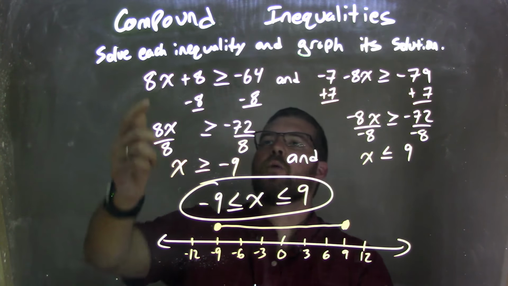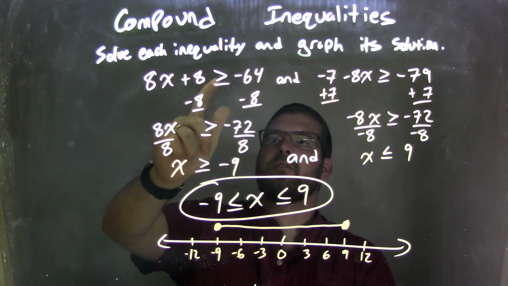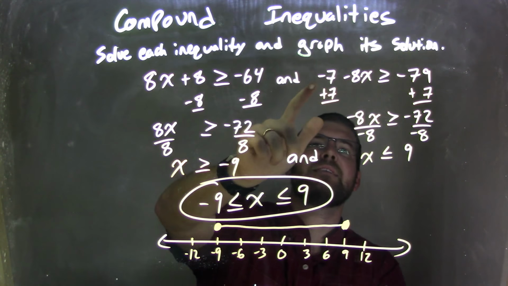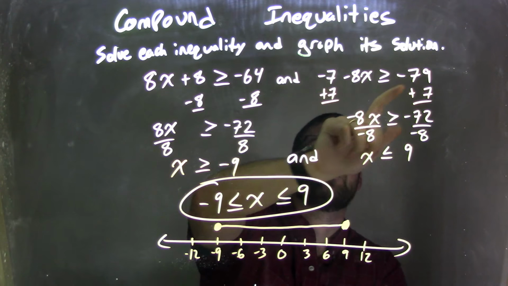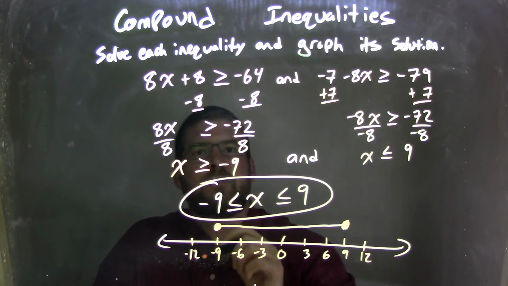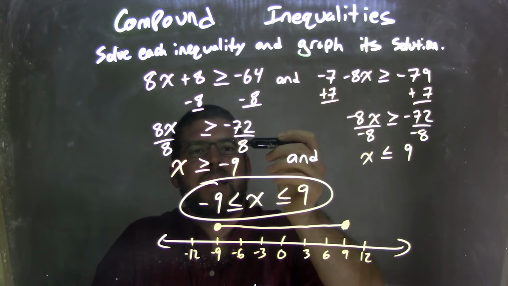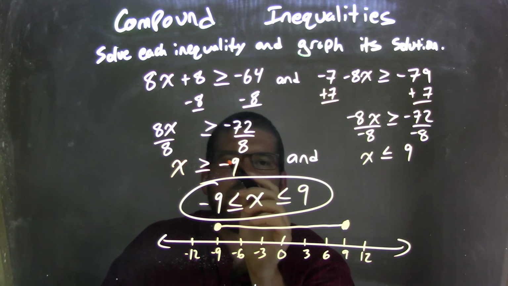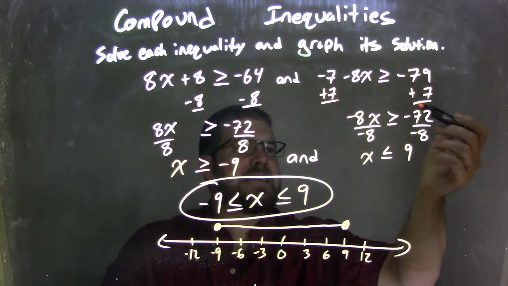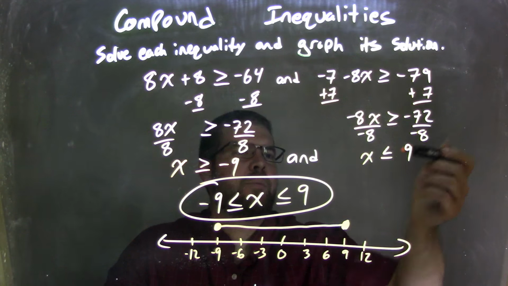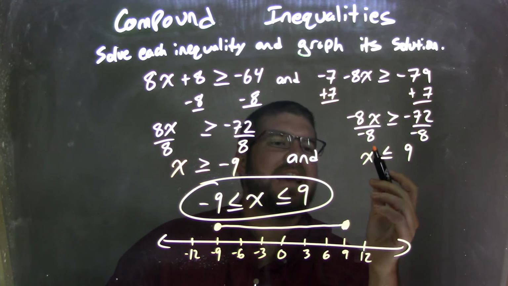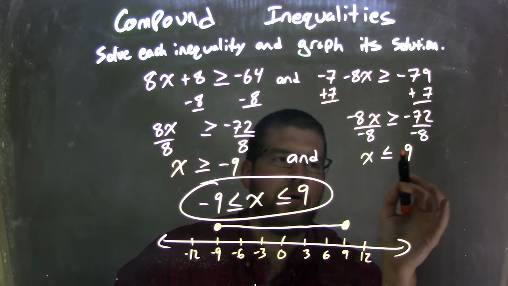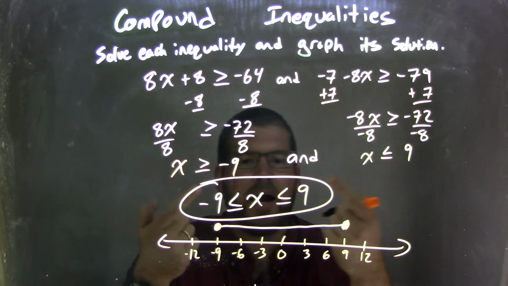So let's recap. We're given our two inequalities. 8x plus 8 is greater than or equal to negative 64, and negative 7 minus 8x is greater than or equal to negative 79. Solve each individually. I subtract 8 to both sides here and divide by 8 to both sides, giving me x is greater than or equal to negative 9. On this one here, I added a 7 to both sides, and then I divided by a negative 8 to both sides, causing my inequality to flip, and giving me x is less than or equal to now a positive 9. I then can combine the two here.